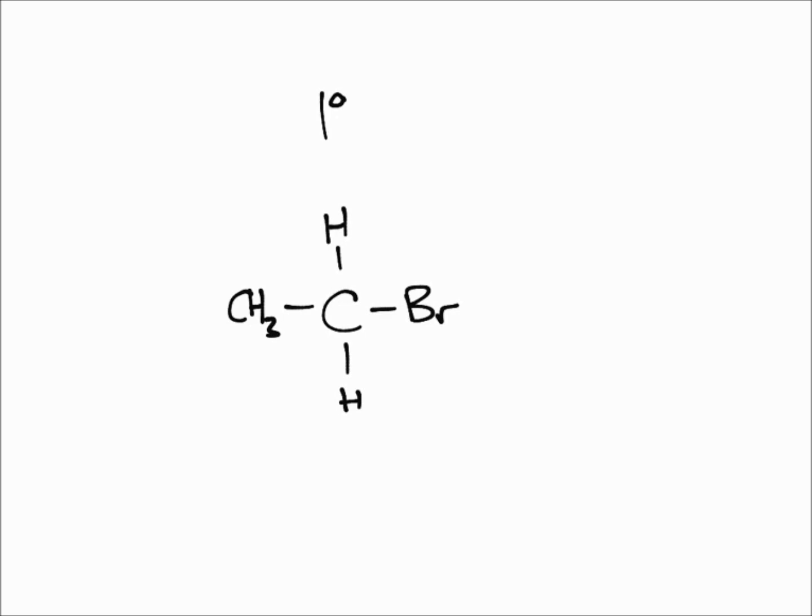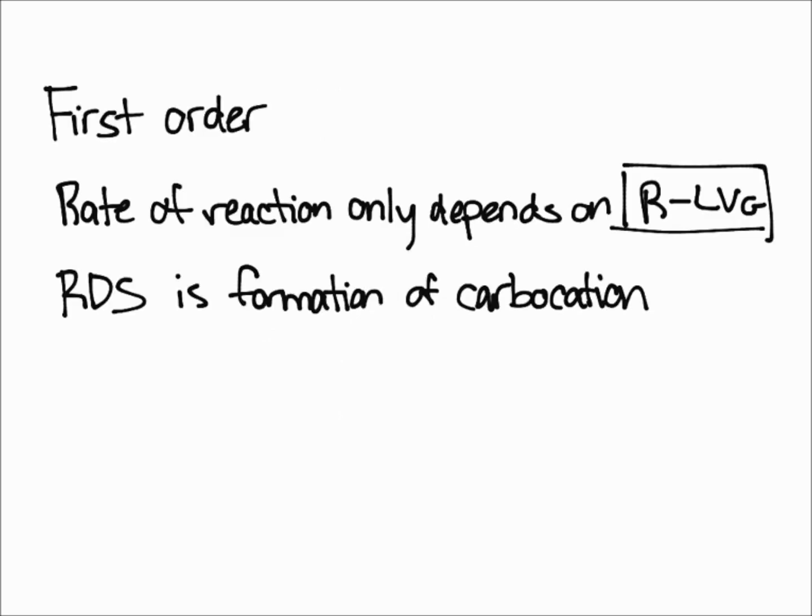And some final things to mention about SN1 mechanisms. The SN1 mechanism is first order overall, which means that the rate of the reaction depends only on the molecule that has the leaving group on it. And the rate determining step, which is the slowest step, is the formation of the carbocation. And so these are just some minor details, but the most important thing is you understand what an SN1 mechanism is and the mechanisms of how it occurs.